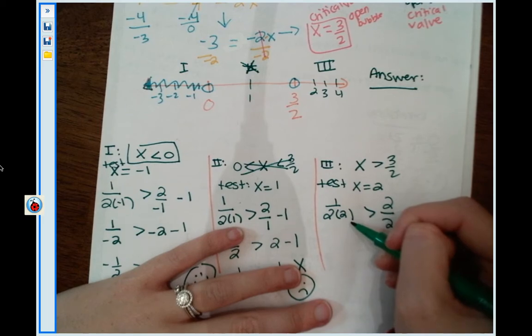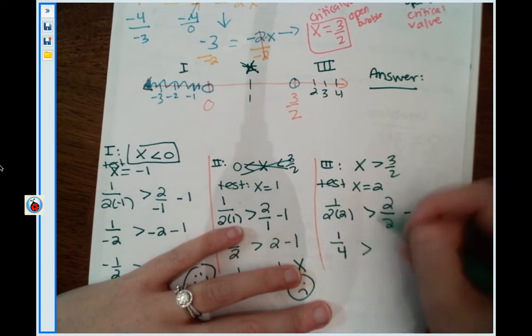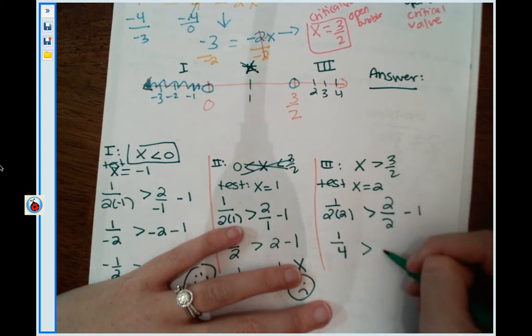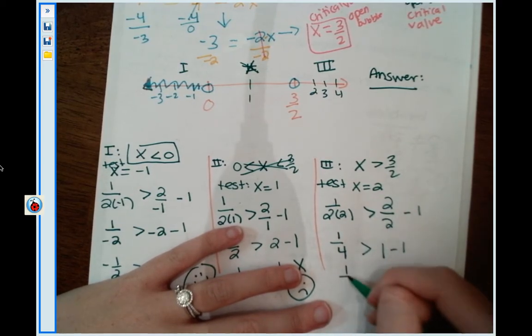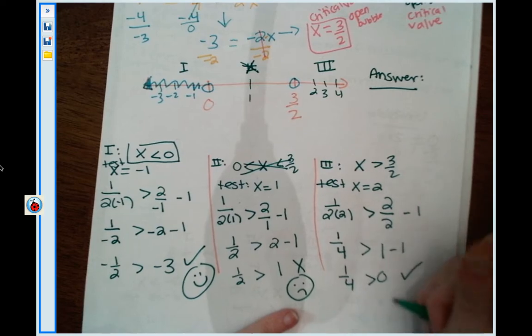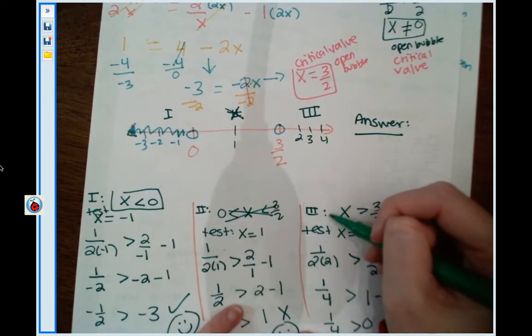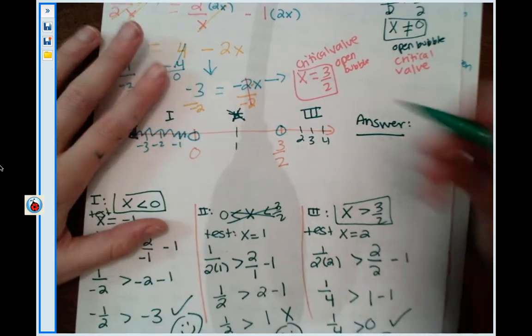All right, guys, let's see what happens. So 2 times 2 is 4, so this is 1/4. Let's see if 1/4 is greater than all this. So 2 divided by 2 is 1, and 1 minus 1 is 0. Is 1/4 greater than 0? Holy hot dog, it is. Yay! It works, and we're happy. So that means that this region is also going to work. So I get to shade it.